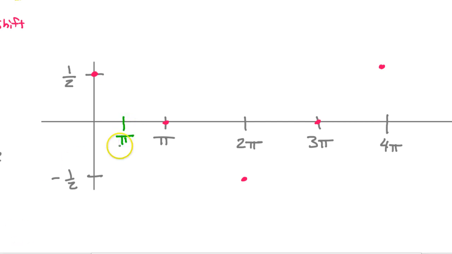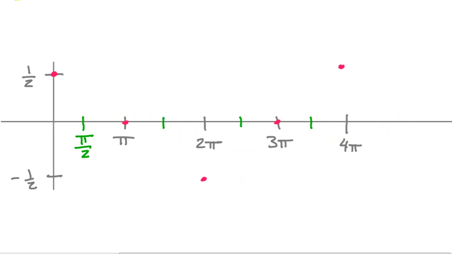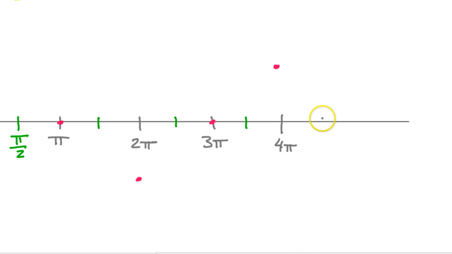Alright, so this is pi over 2 right here. So this tells me how far over I have to shift each point. And I see it happens to be exactly half of a space. So it would be helpful if I just go ahead and put a mark halfway between each of these, because in every case I'm moving half a space over. Okay, and including one more over here.